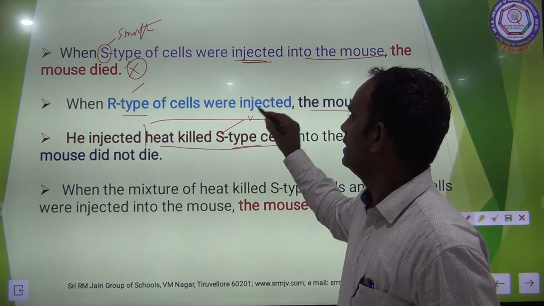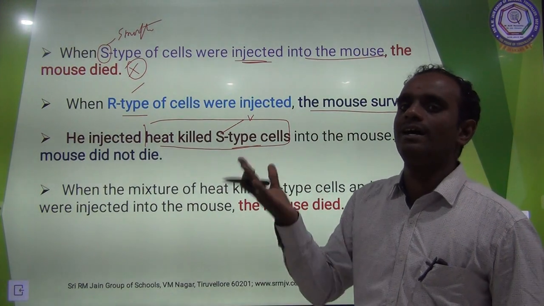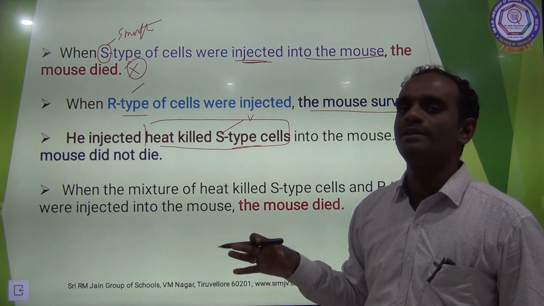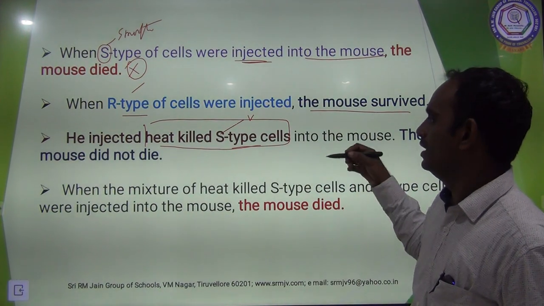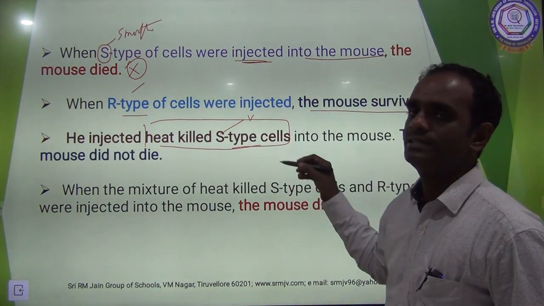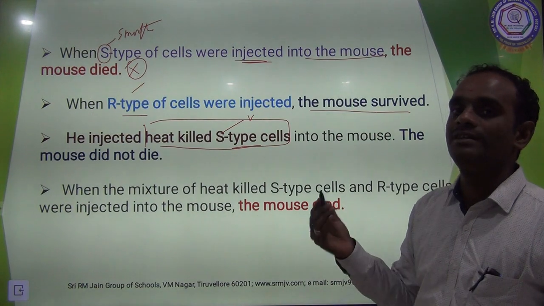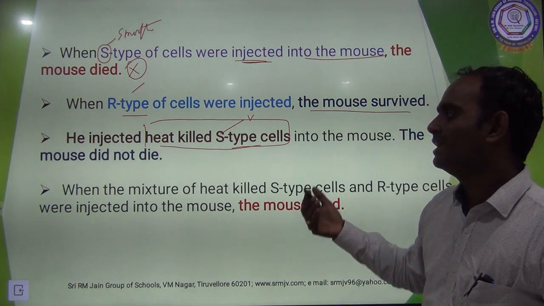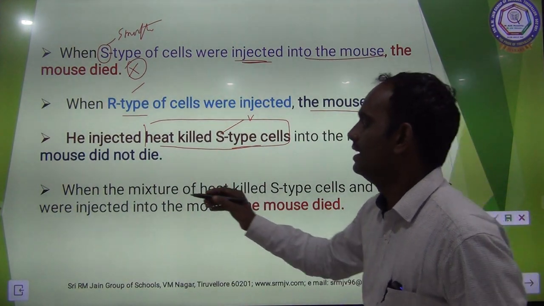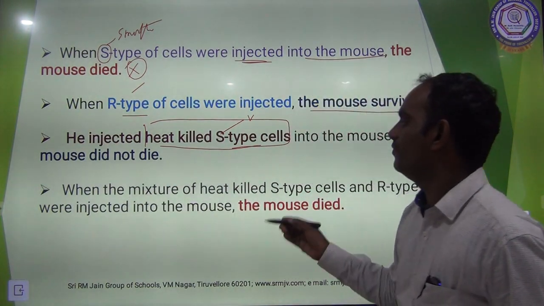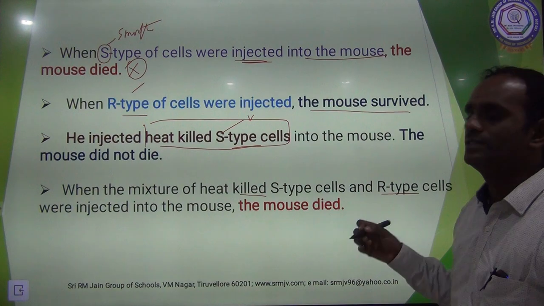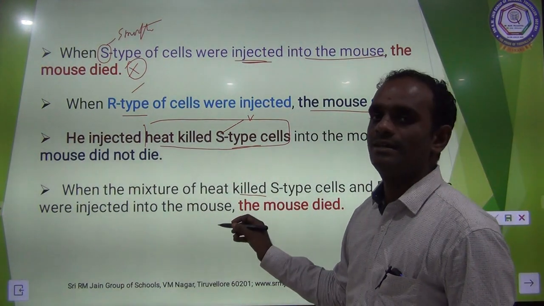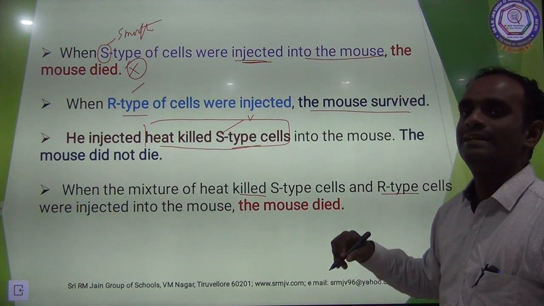In the third trial, he killed S type cells. S is already virulent, but while heating the virulent strain, all the poison went away. Now he injected this heat killed S type, and the mice did not die, they survived. In the last, fourth trial, when the mixture of heat killed S type cells and R type cells was injected into the mouse, the mouse died.